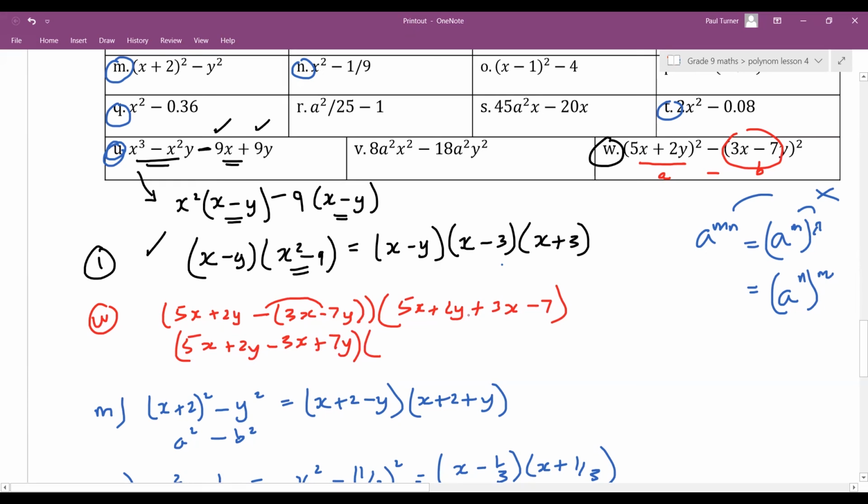So then you've got 5x plus 3x, 8x, 2y minus 7y, isn't it? 7y, I forgot that. So 2y minus 7y is minus 5y. In the first factor, you've got 5x minus 3x, so that's 2x. 7y plus 2y is 9y. And then 8x minus 5y. So that's the final answer there.